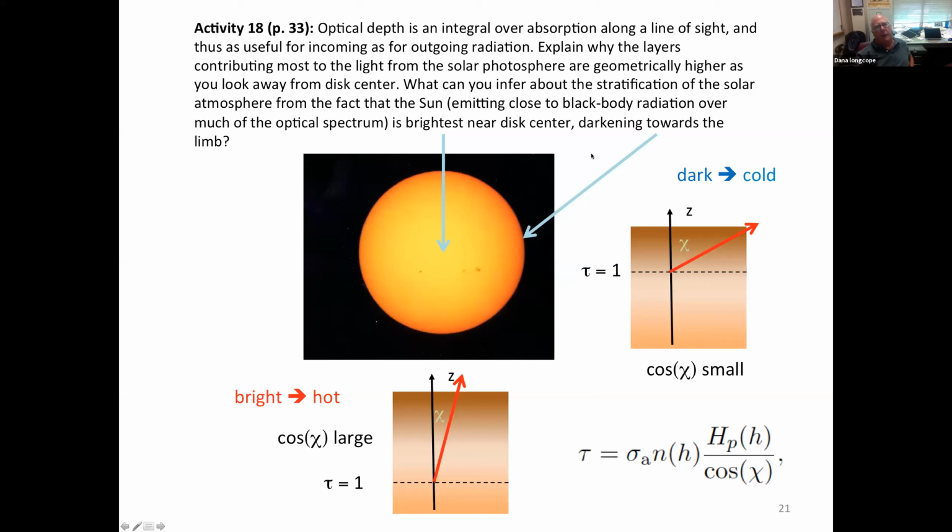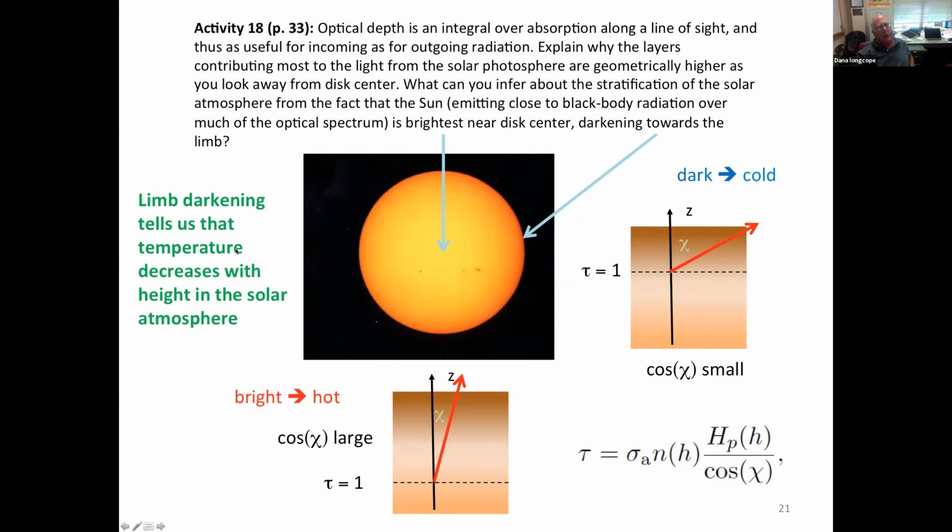What it really is, when you look at the limb, you're looking higher up and you're seeing a cooler part of the atmosphere. So what can you infer about the stratification of the solar atmosphere from the fact the sun is brightest near disk center and darkest towards the limb? You can infer that the temperature is falling off with height. So that's what limb darkening really tells us about the temperature structure of that layer of the atmosphere. Did anyone who attempted activity 18 get that kind of argument, or were you puzzled by why you should have gotten that argument?